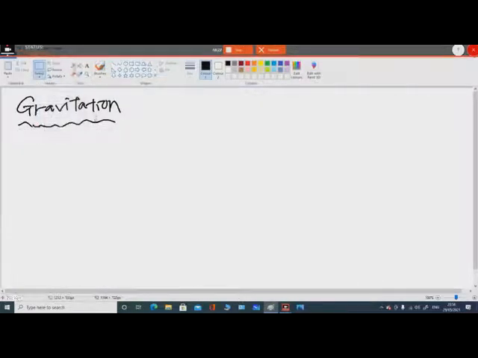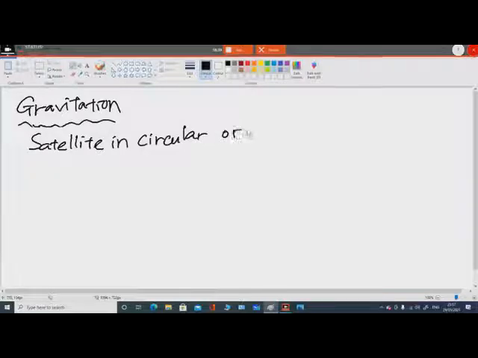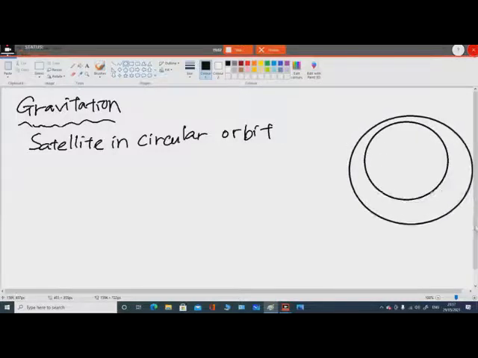Let's discuss satellites in circular orbit. Let me draw a circle. This will be our Earth. Let me draw another circle here.